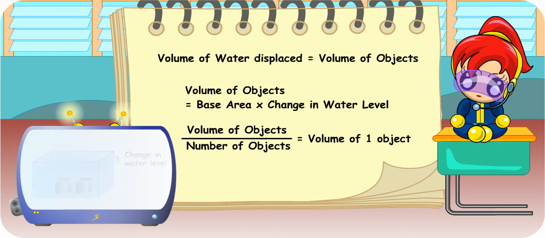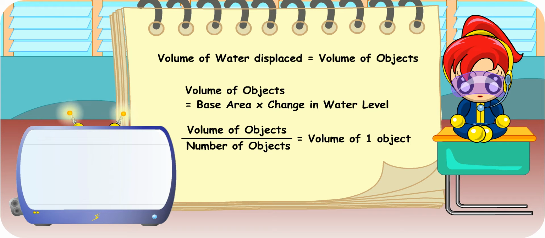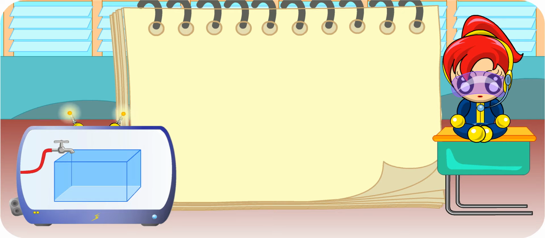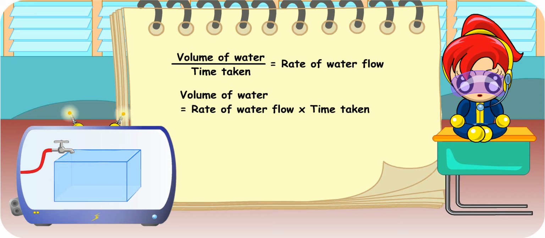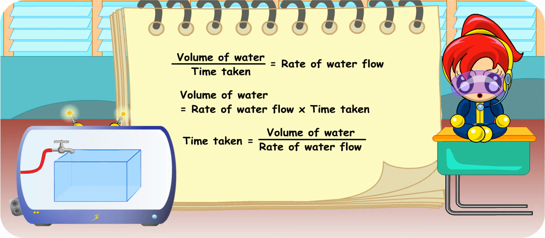Good. And what did you learn about water flowing into or out of a container? I learned that the volume of water divided by the time taken for the water to flow in or out of the tank is the rate of water flow. So, if I am given the rate of water flow and the time taken, I can find the volume of water by multiplying the rate by the time. If I am given the volume of water and the rate of the water flow, I can find the time taken by dividing the volume by the rate.